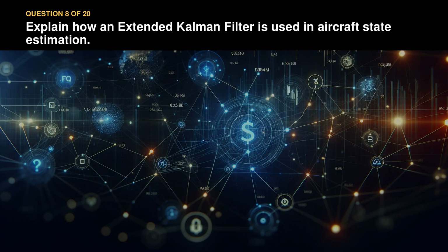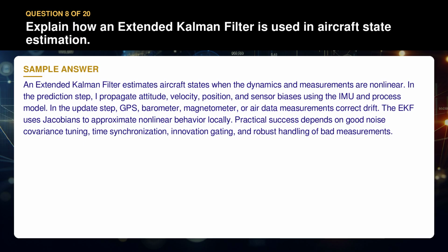Question 8. Explain how an extended Kalman filter is used in aircraft state estimation. An extended Kalman filter estimates aircraft states when the dynamics and measurements are nonlinear. In the prediction step, I propagate attitude, velocity, position, and sensor biases using the IMU and process model. In the update step, GPS, barometer, magnetometer, or air data measurements correct drift.